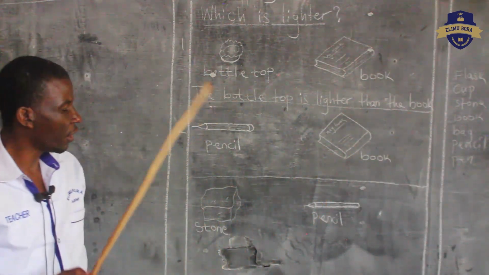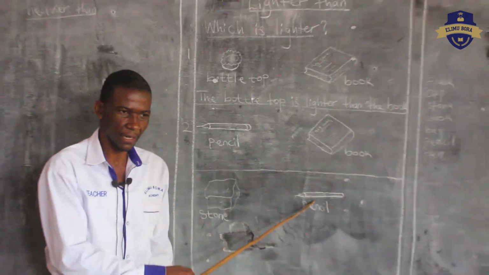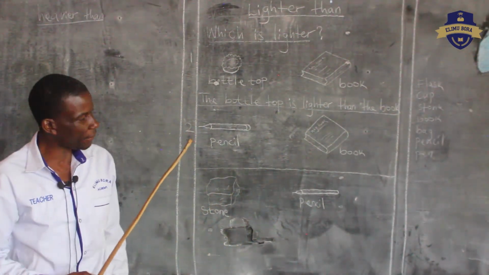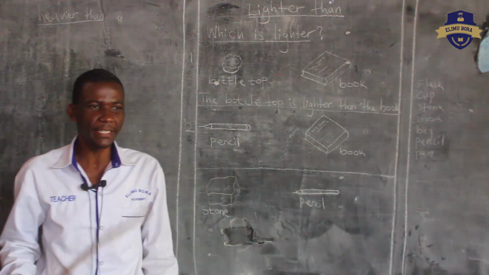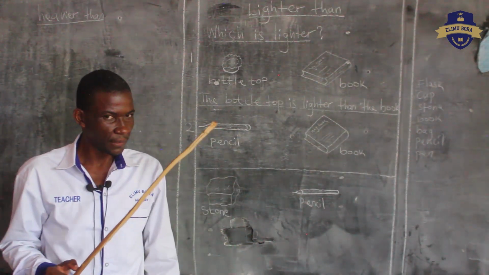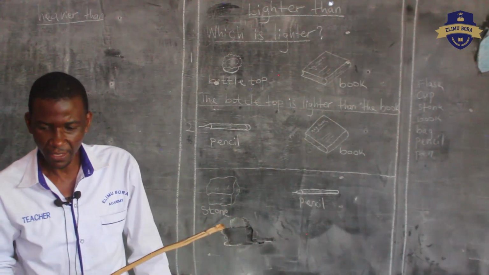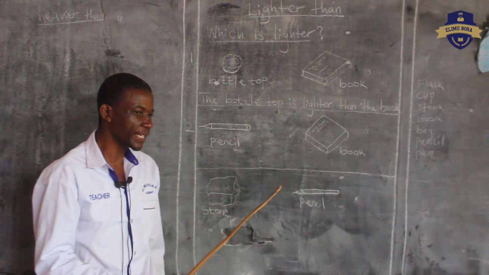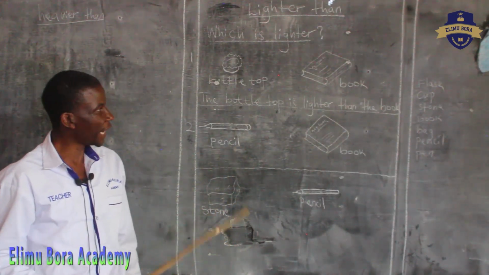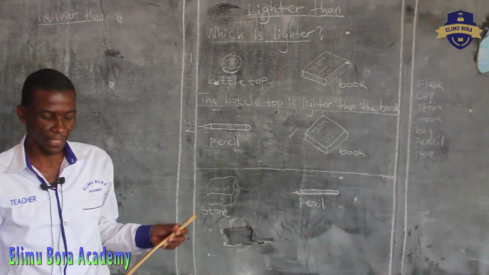We also compared the mass of a stone and a pencil. What was the finding? The pencil is lighter than the stone. Now that is the end of our lesson, and we shall write it in our books.